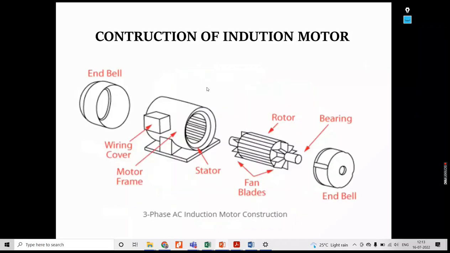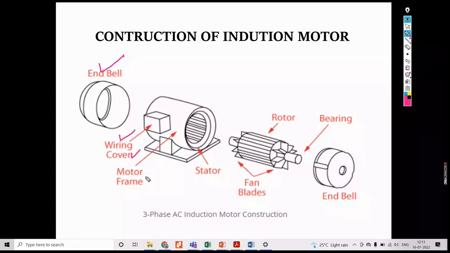This is what the parts of the induction motor are. The outer covering is closed at each end. Then the wiring terminal, that is the terminal box. Then the motor frame. Then the stator has a number of stator slots. Over those stator slots, the stator conductors will be placed. Then there is a rotor.